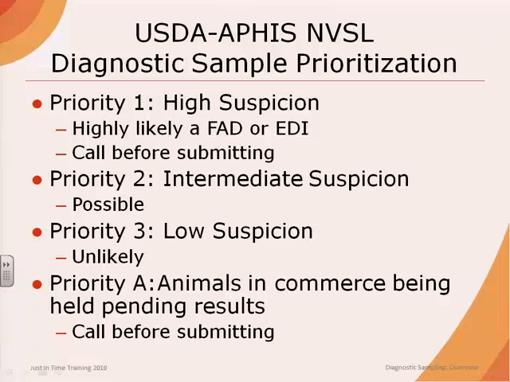Priority A designation involves situations where animals in commerce are being held pending the result of the diagnostic testing for a foreign animal disease or emerging disease incident, or other situations where rapid laboratory tests are needed. These submissions will be processed immediately upon arrival and require contact with NVSL before submission.